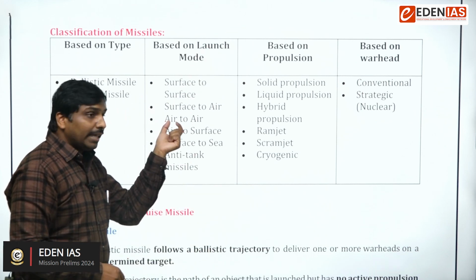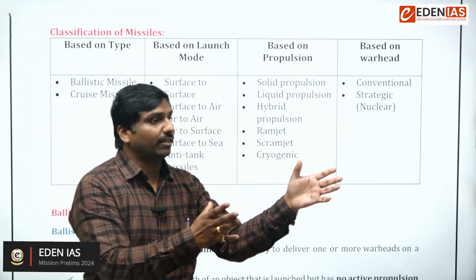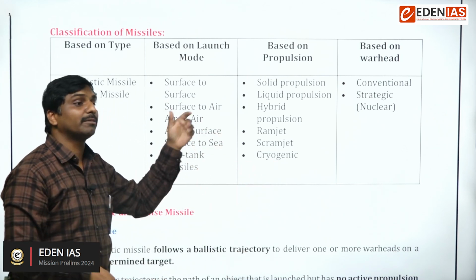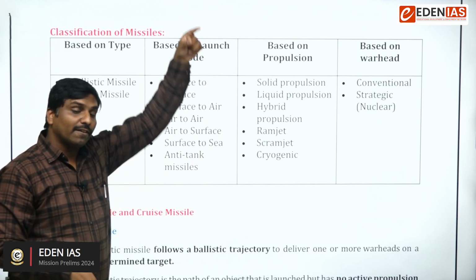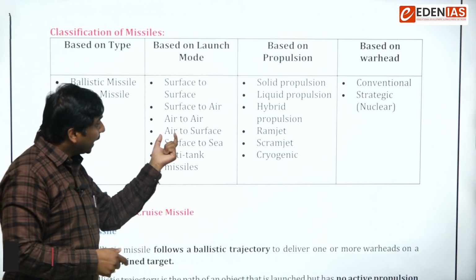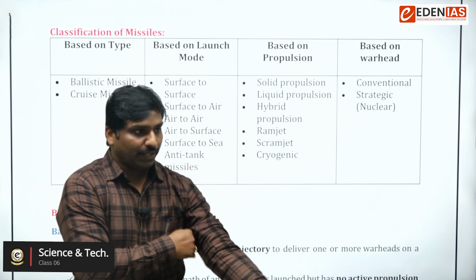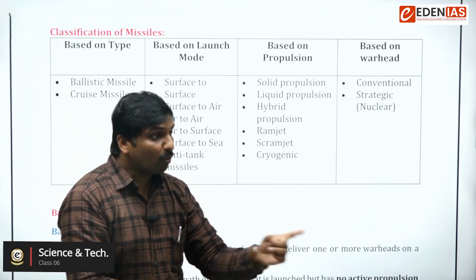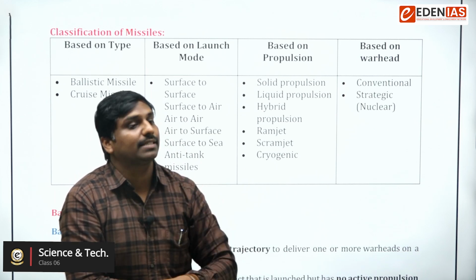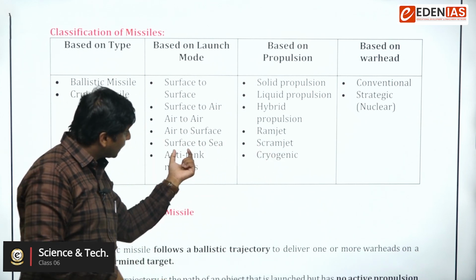Then air to air, for example one fighter jet wants to hit another fighter jet, we can have air to air missiles. Then air to surface, from fighter jets and aircraft we can hit targets on the Earth's surface. So air to surface missiles. Then surface to sea missile, that means think that you are in a coastal area and you want to hit a naval target, for example a submarine. So from the surface, meaning the coastal area, you can do that. That is a surface to sea missile.